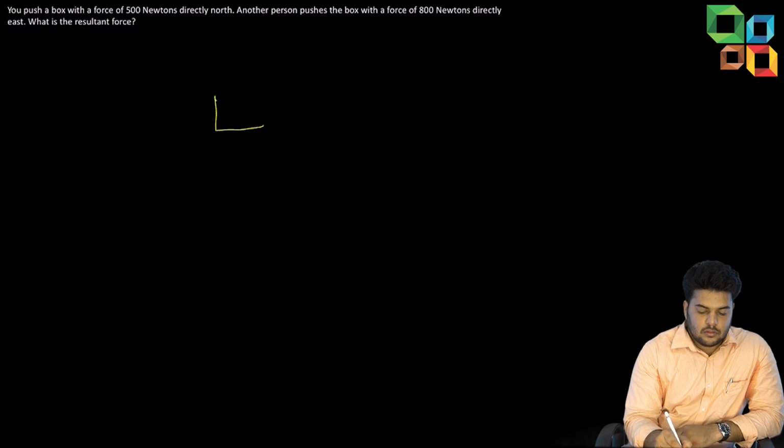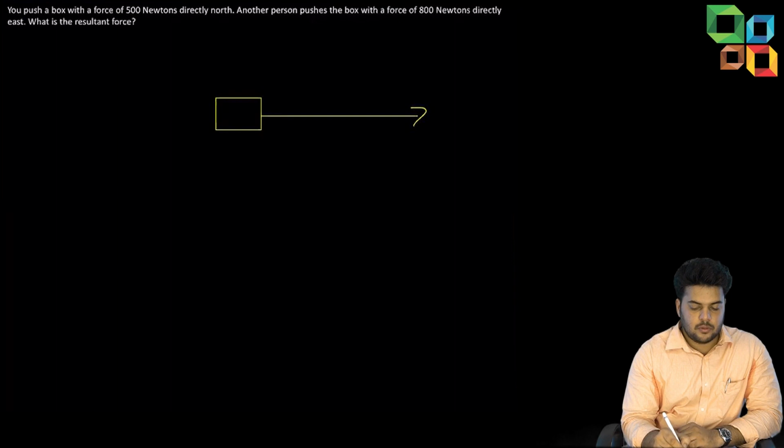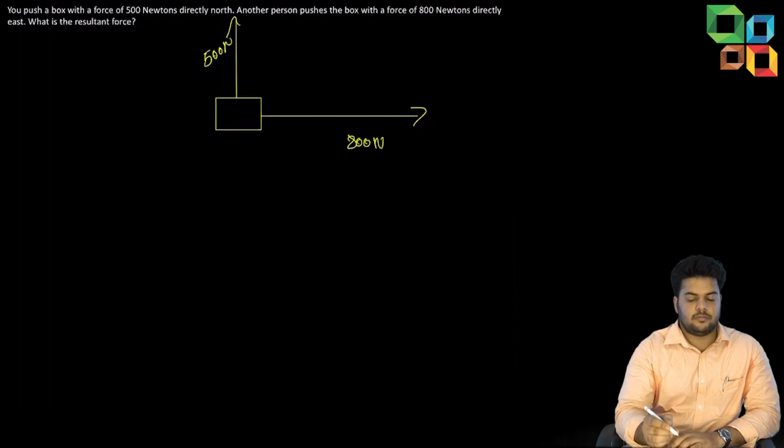So there is a box that needs to be pushed. Somebody is pushing it eastwards with a force of 800 newtons. And somebody else is pushing it this way with a force of 500 newtons.